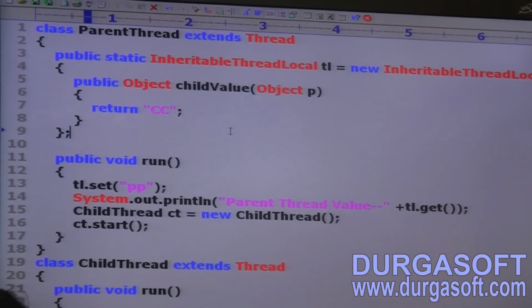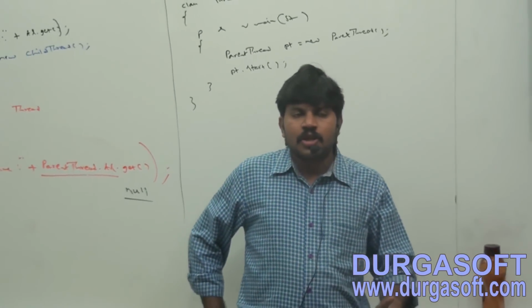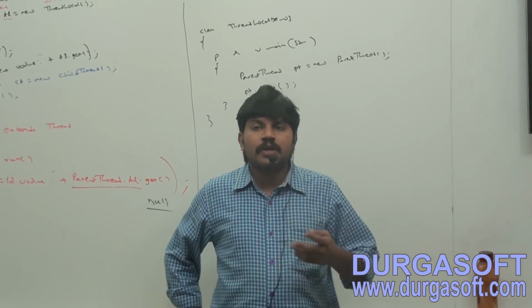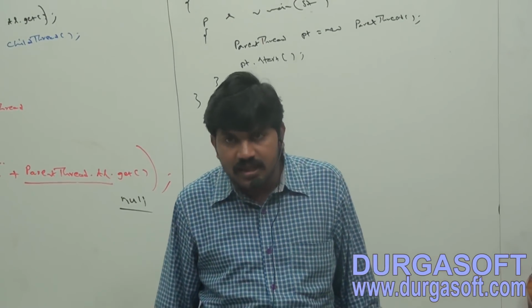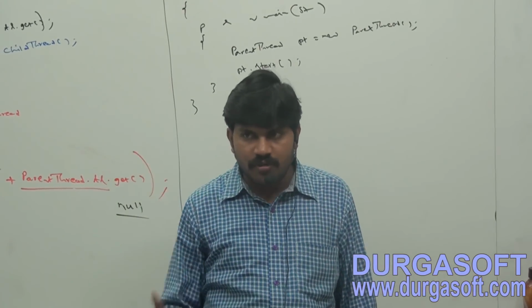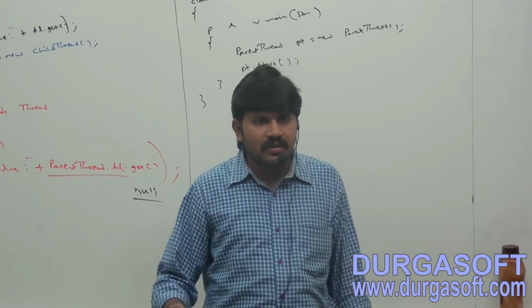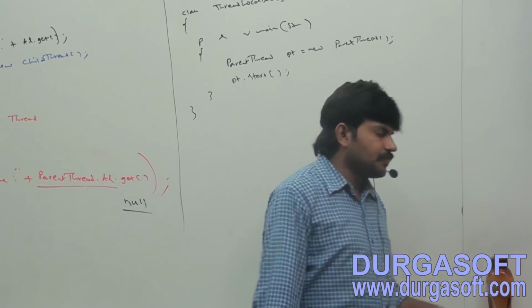Any explanation is required? This is what thread local with respect to inheritance. Are you getting? Only 3 points. Parent thread local variable value by default is not available to the child thread. If you want to make it available, then we should go for what? Inheritable thread local. If I use inheritable thread local, the child thread local variable value is exactly the same as the parent thread local variable value. If you want to configure a separate value for the child thread, then we have to override which method? The childValue method. That's all at this point.